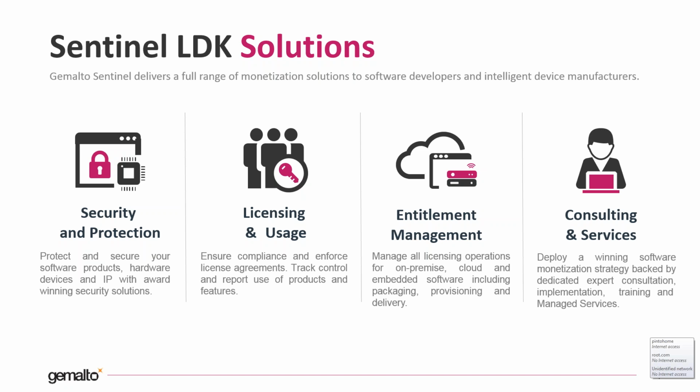The third pillar is the entitlement management system. It's the system where you manage and define all your licensing operations, whether it's on-prem, cloud, or embedded software. Everything is tracked there, you can provision everything there, and you can track and see reports on how your customers are using those entitlements. We also have a consulting and services group that facilitates and helps our customer base with deploying or customizing our solution if needed.